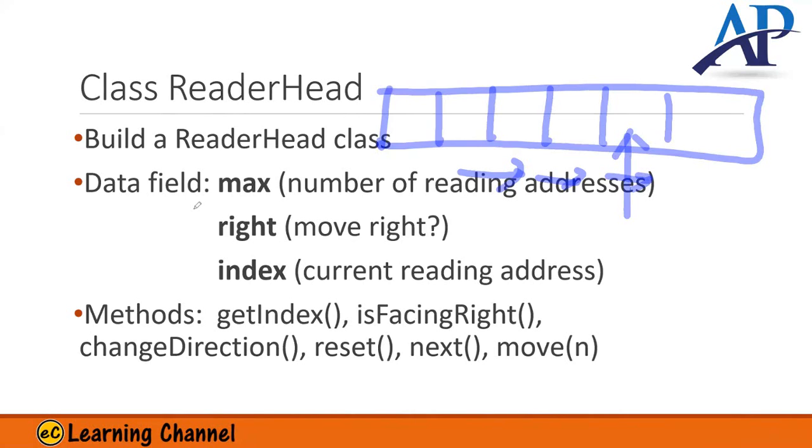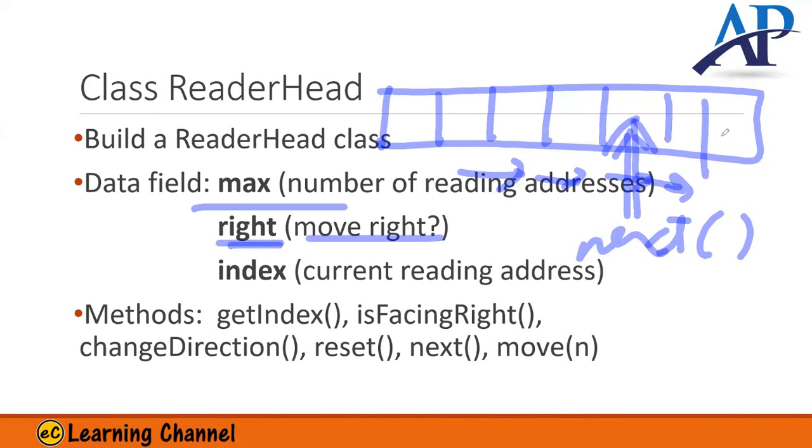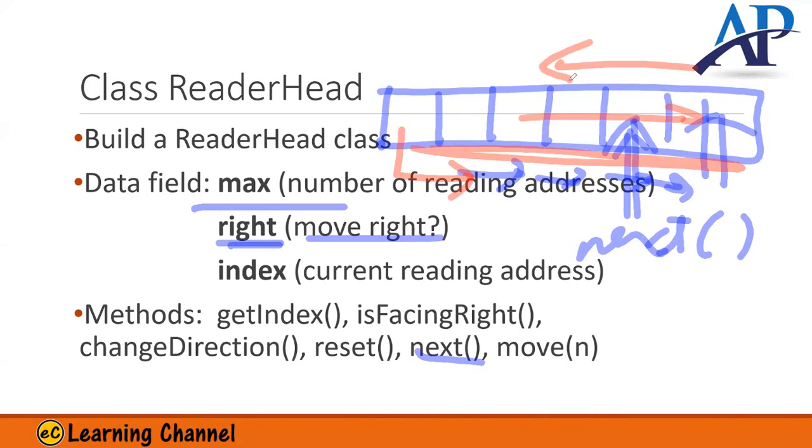The max number is the maximum number of the edges that are available on the disk. Right means the head is moving right. Index is the current reading index. So if I say next, I'm getting here. There's a next function and there's a reset function. The reset function will move back to 0 and face right. You can go right or go left, one by one, but reset returns to the start.